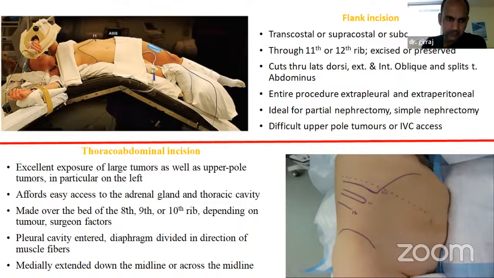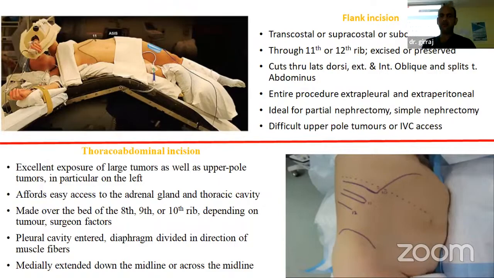Thoracoabdominal incision: excellent exposure of large tumors as well as upper pole tumors, in particular on the left. It affords easy access to the adrenal gland and thoracic cavity, and is made over the bed of the 8th, 9th or 10th rib, depending on tumor and surgeon factors. The pleural cavity is entered, and the diaphragm is divided in the direction of the muscle fibers, from the thoracic cavity, posterior to anterior. Medially it is extended down the midline or across the midline.